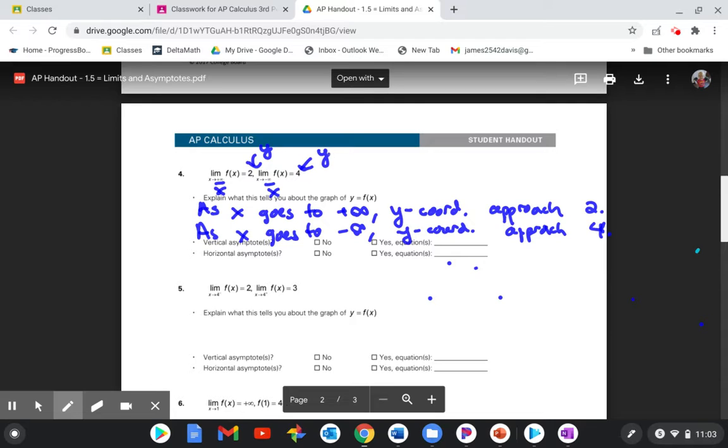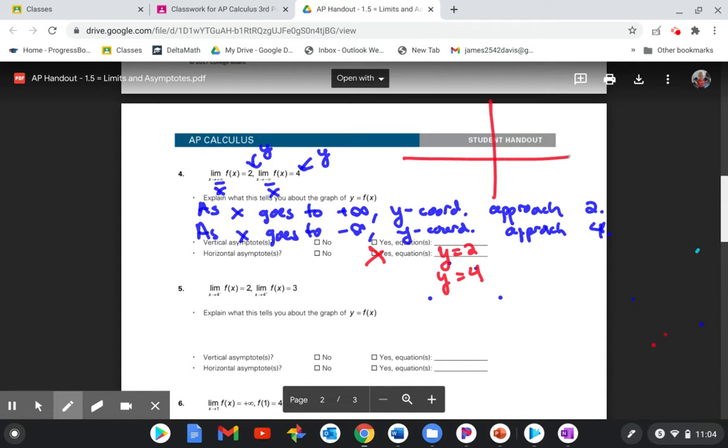Let's now try to answer our questions here. So this is talking about horizontal asymptotes because we're going to infinity. So as we go to positive infinity, y is going to 2. So we're going to have y equals 2 as a horizontal asymptote. And as we go to negative infinity, it's actually going to be the opposite. Y is going to 4.